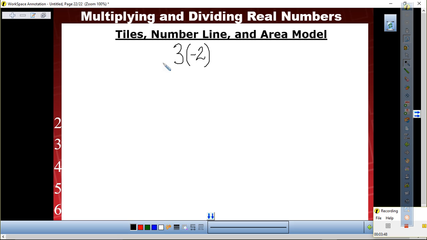Okay, first I'm going to go on this side, and I'm going to show it using tiles. To show this using tiles, we start with the factor that's inside of the parenthesis. What factor's inside of the parenthesis? Negative 2. So I'm going to use negative 2. There it is. And the leading factor is what tells me how many times I'm going to repeat that group. How many times? So that's 1, that's 2, that's 3, and what do you see? Negative 6.